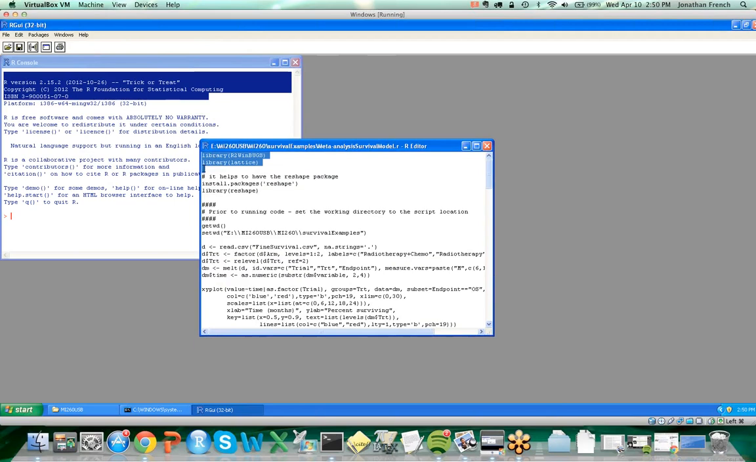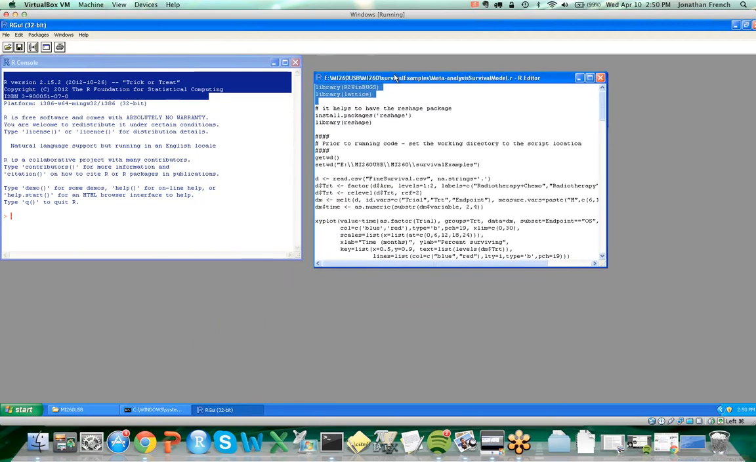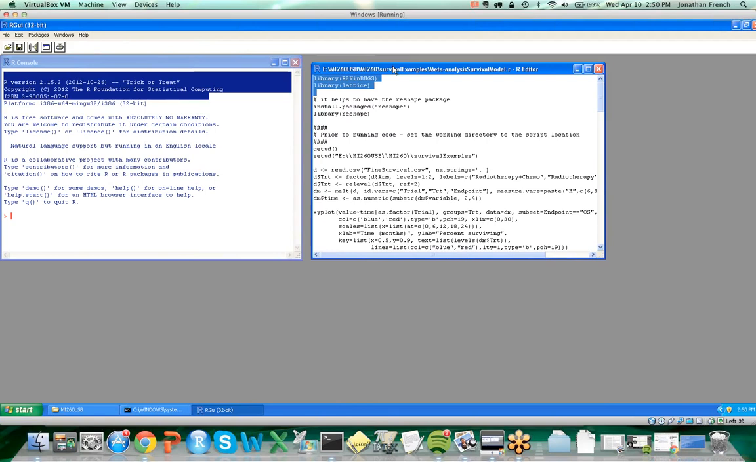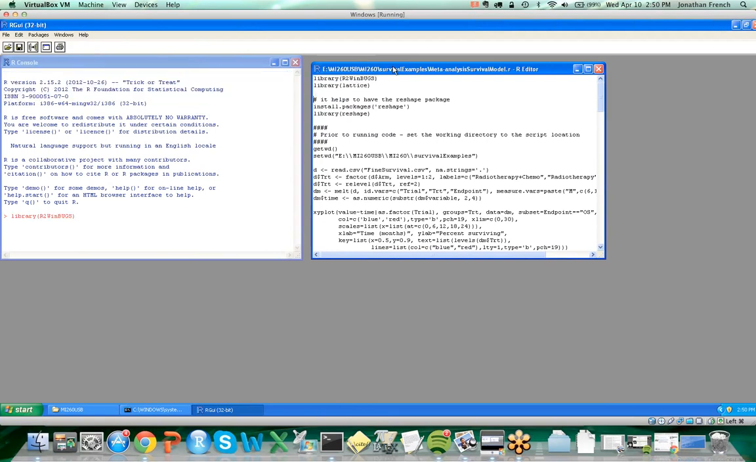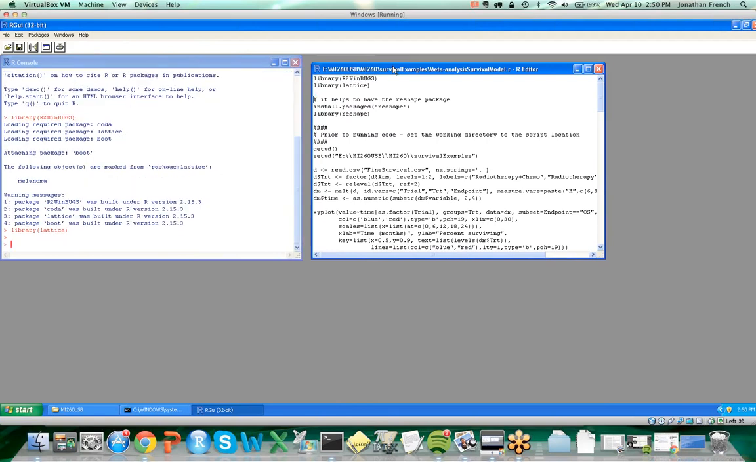The first couple of things we need to do are load our R2WinBUGS package and the lattice package. We'll get a couple of warnings here because this version of R2WinBUGS I have here is built under R 2.15.3, and we're using R 2.15.2.